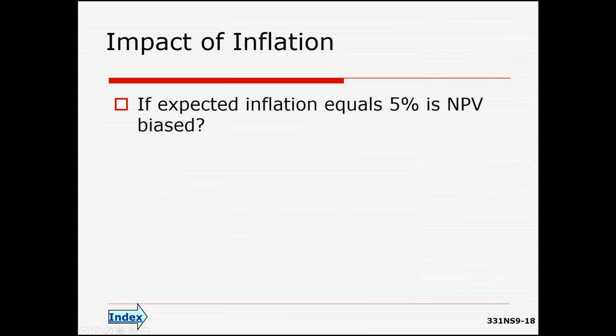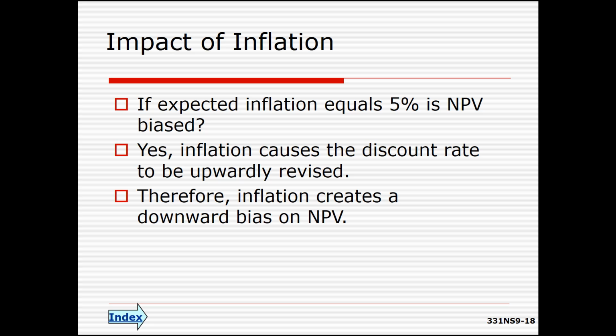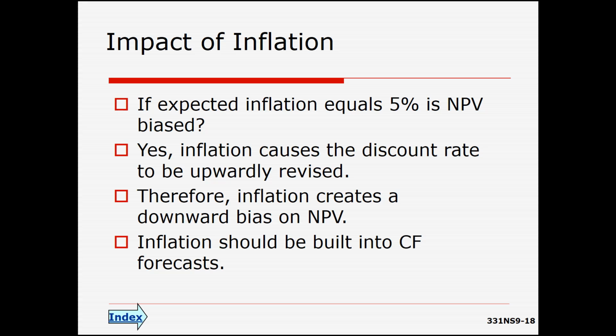Going back to our project pro forma, what if we expect inflation to increase by 5% every year of the project? This will bias the NPV downward since the cash flows as originally estimated do not consider inflation. But the cost of capital is based on nominal rates and does include inflation, so NPV will be biased downward, not the result we want. So we need to build inflation into our forecasts.